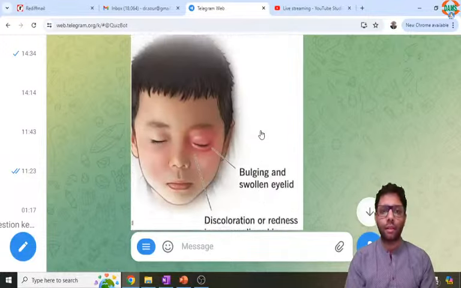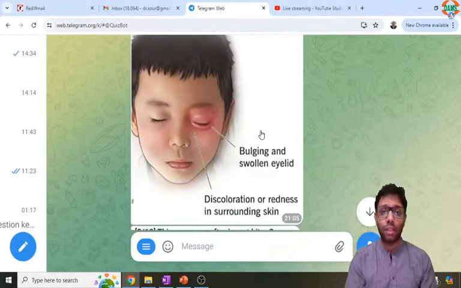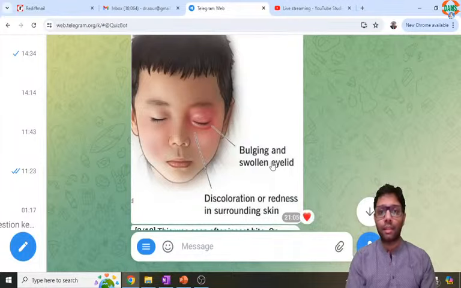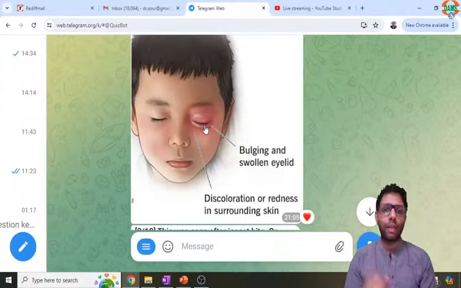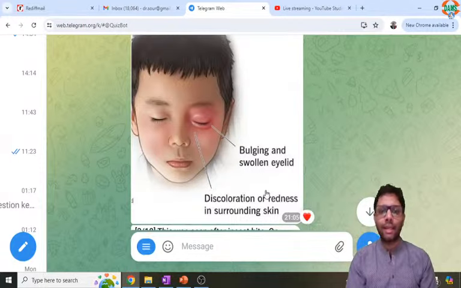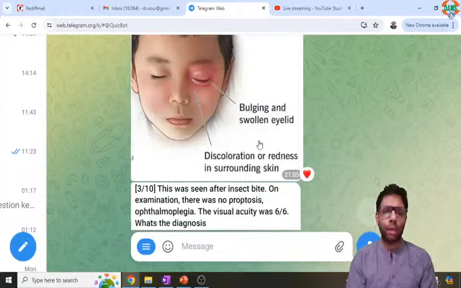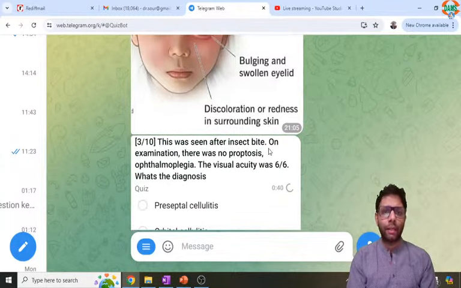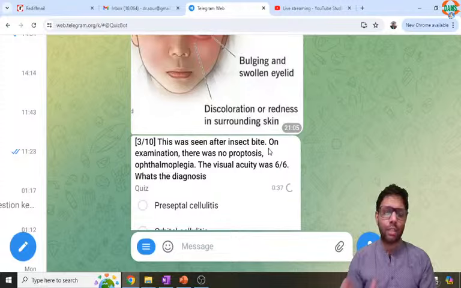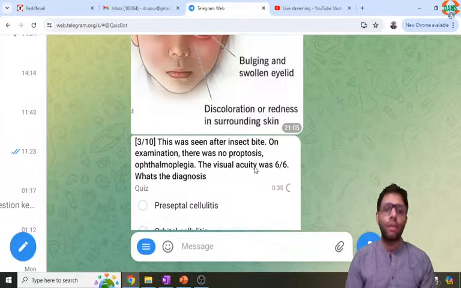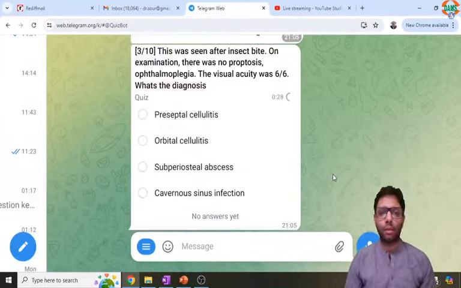Fine, doesn't matter. Okay, now this is a child having bulging of the eyelid. It's not bulging of the eyeball. Bulging and swollen eyelids means edema of the eyelids with redness and discoloration in the surrounding skin. We don't know whether it's preseptal or orbital. This was seen after an insect bite, the most common cause of preseptal cellulitis because that is close to the skin. On examination, there was no proptosis, no ophthalmoplegia, and the visual acuity is normal, 6/6. So you should answer, preseptal or orbital. I'll wait for you to answer.